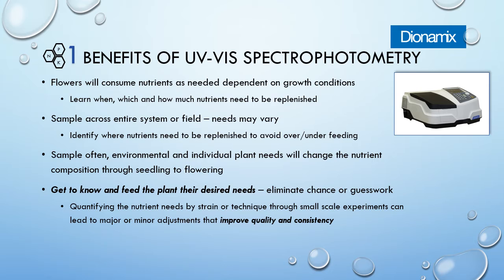In addition, by sampling often, you can stay ahead of the flower's demand and therefore avoid any potential future development issues that may occur out of under or overfeeding. Ultimately, by using data, you can get to know the plant's needs, eliminating guesswork. It will give you an advantage in terms of being able to identify specific needs and adjustments to make improvements to quality and consistency.